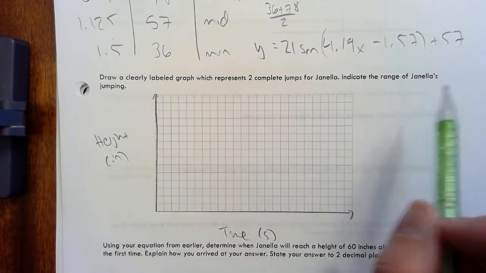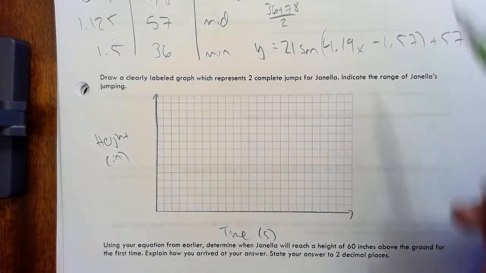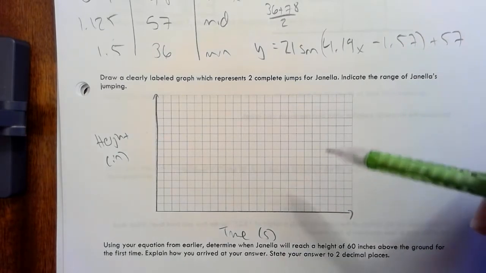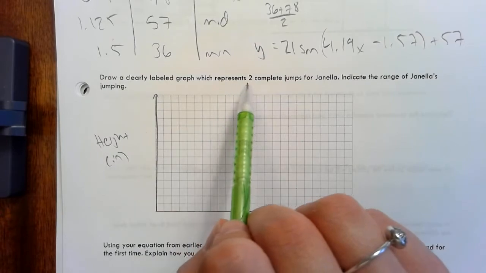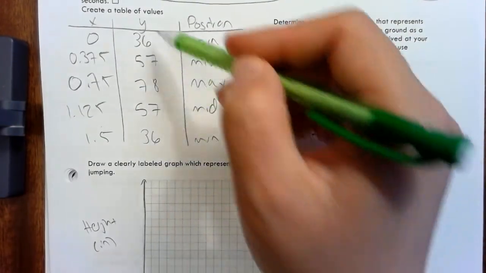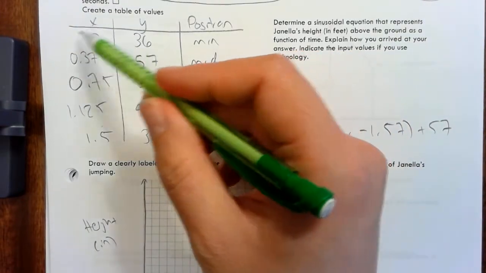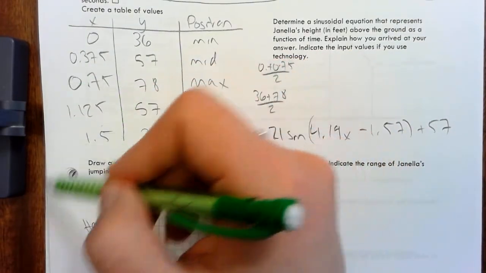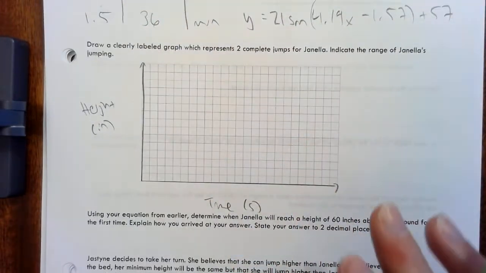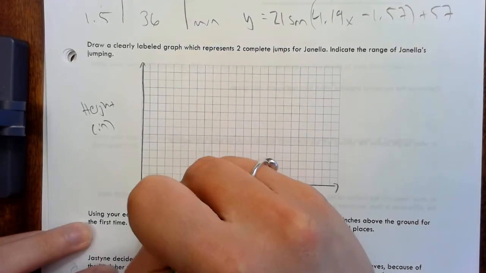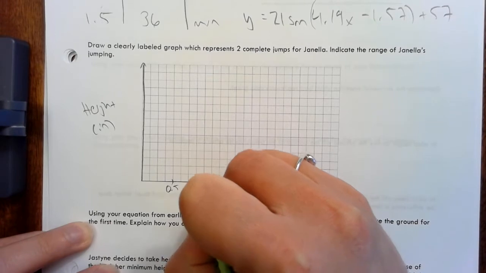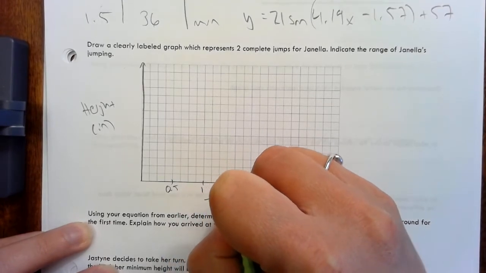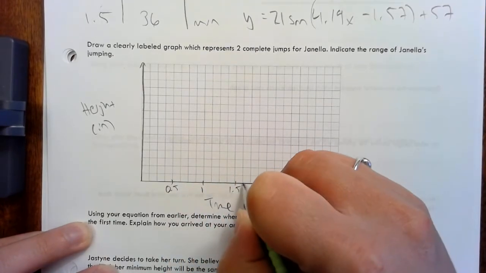Now here's something specific that I want to make sure you read because I just jumped to doing it here. Draw a clearly labeled diagram graph which represents 2 complete jumps. This is 1 complete jump, so I want to do 2 of them. So if 1 complete jump takes 1.5 seconds, I need 3 seconds. So I'm going to take 4 boxes to go up by 0.5, I think. 1, 2, 3, 4. And I think that will work out fine for spacing.